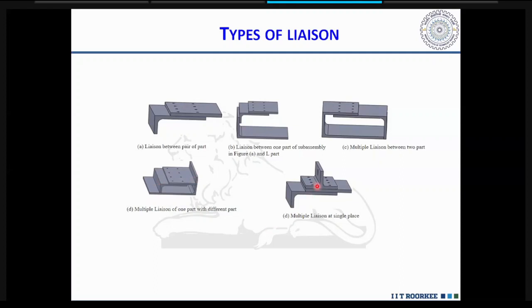And in many literatures they talk about a liaison or joint between a pair of parts. But in the industry, you will find that at a single location there are multiple parts, so multiple liaisons at a single place. Between these T joints and this flat plate, that will be one liaison, and again, the L-shaped part on the flat plate is another type of liaison.